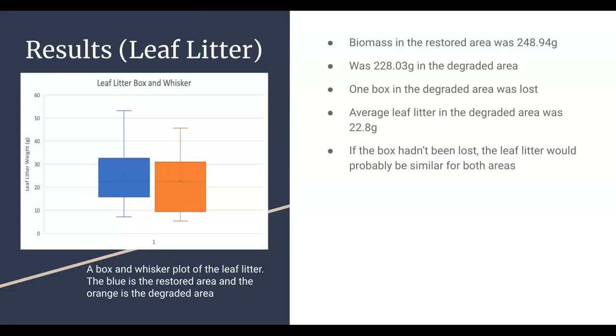So the total biomass in the restored area was 248.94 grams. It was 228.03 in the degraded area. It's also very important to mention that one of the boxes in the degraded area was lost, which impacted our ability to get an accurate sample. The average leaf litter in the degraded area per box was about 22 grams. So assuming that lost box had an average amount of leaf litter, the total leaf litter for each of the areas would have been very similar.